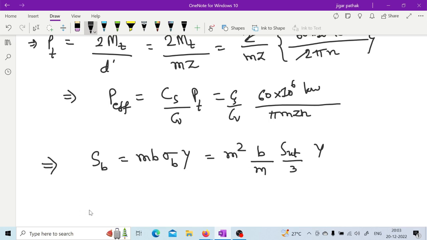So Sb can be represented with this particular expression, m square b by m Sut by 3 into y. Now once you have all this expression with you, you can simply put the values of each expression. First we put Sb, which is nothing but P effective into factor of safety, as we have seen. So P effective into factor of safety can be represented by m square b by m Sut by 3 into y.